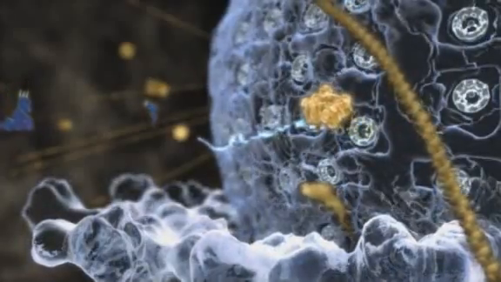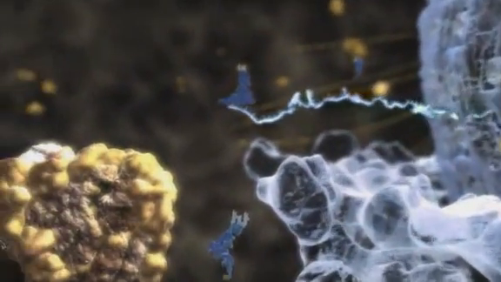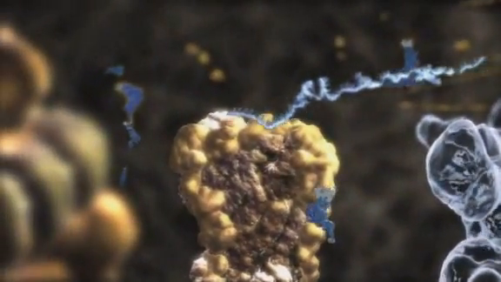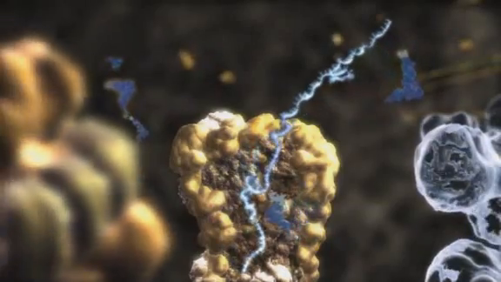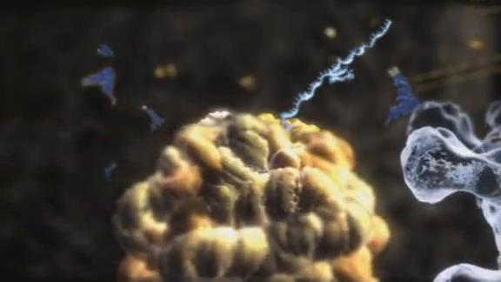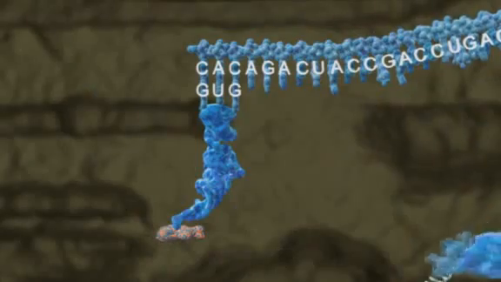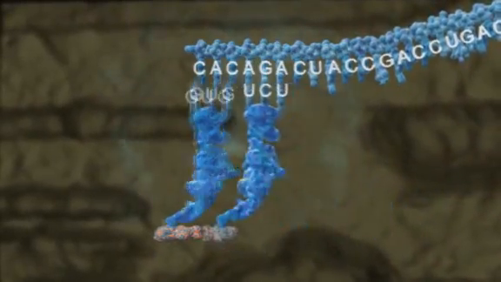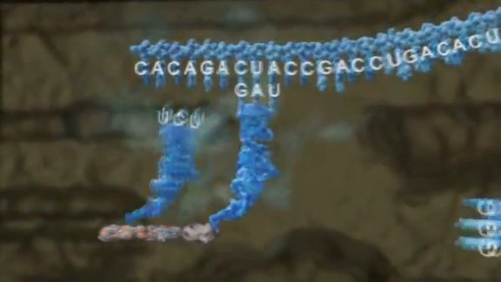Now we see the genetic assembly instructions on the messenger RNA approaching and arriving at a two-part chemical factory called a ribosome, the site of protein synthesis. As the messenger RNA transcript passes through the ribosome, the process of translation begins.